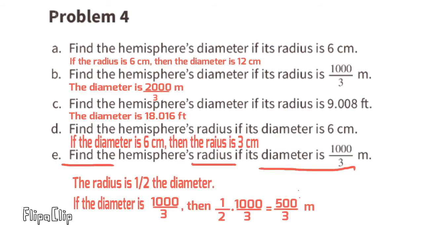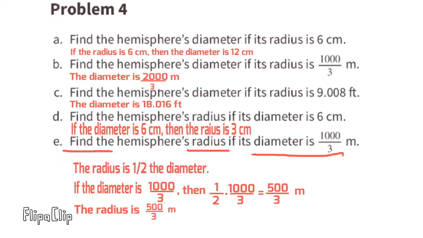E. Find the hemisphere's radius if its diameter is 1,000 over 3 meters. The radius is half the diameter. If the diameter is 1,000 over 3, then half of 1,000 over 3 is 500 over 3. The radius would be 500 over 3 meters.